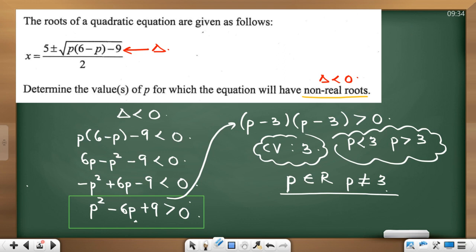Guys, I hope you understand the roots now. Because we have no answer, no solution, it means there are no roots. The roots are non-real. The roots do not exist. Right?